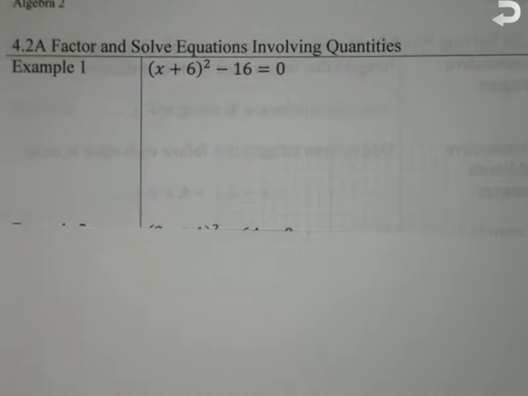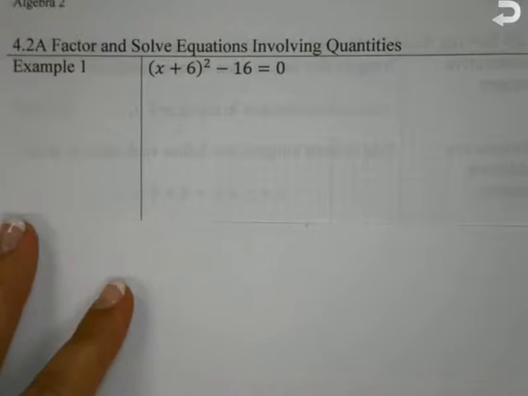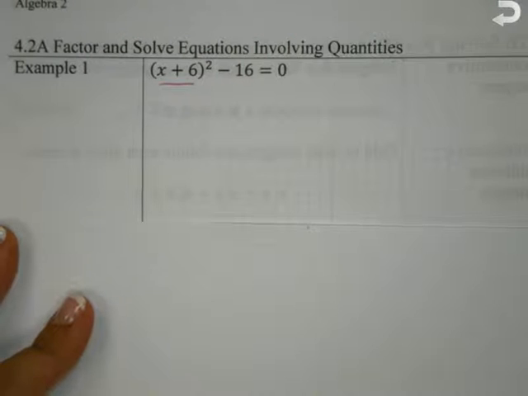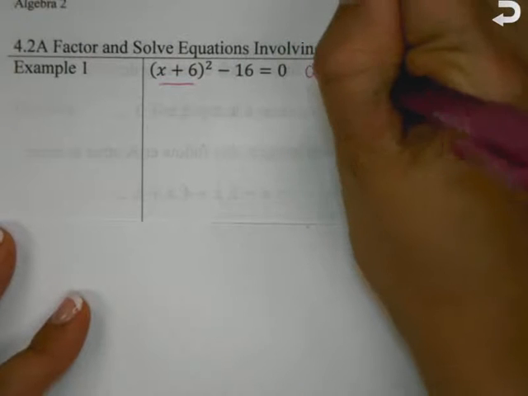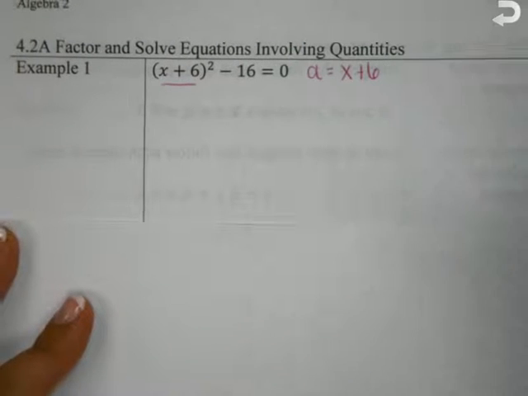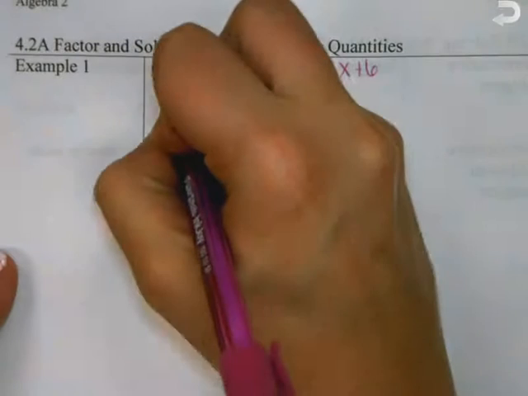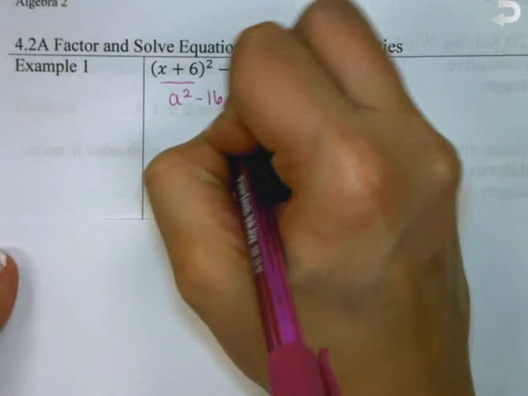We have (x + 6)² − 16 = 0. So what we want to do here is pick a variable and set it equal to the x + 6. I'm going to pick a. So a is equal to x + 6. And then we just plug a in. So that's going to give me a² − 16 = 0.